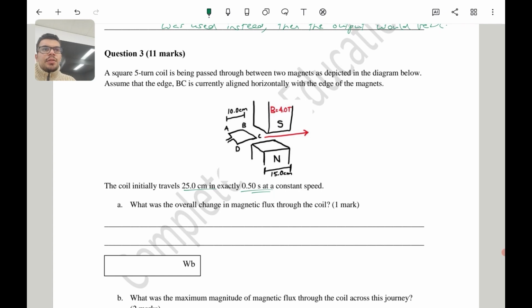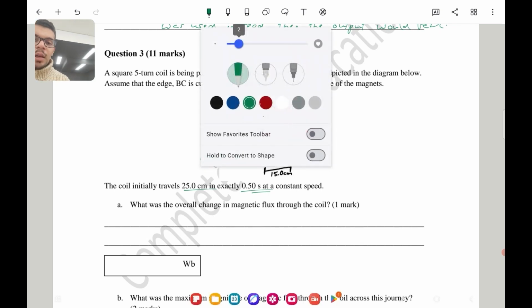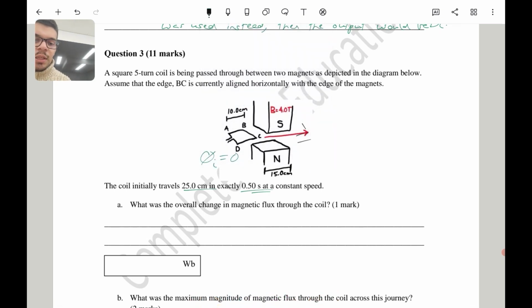So in this particular case, we have to compare the distance that we're given with the width of our bar magnets, which is 15 centimeters. So right now, guys, the initial magnetic flux is 0. And so afterwards, after the coil leaves, the magnetic flux will also be 0 as well, wouldn't it? Okay, this is after 0.5 seconds.